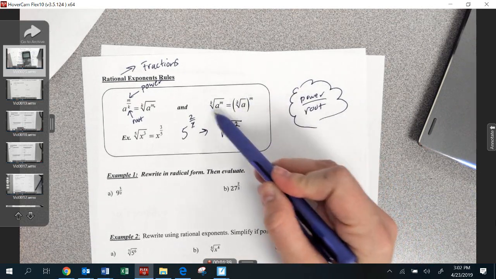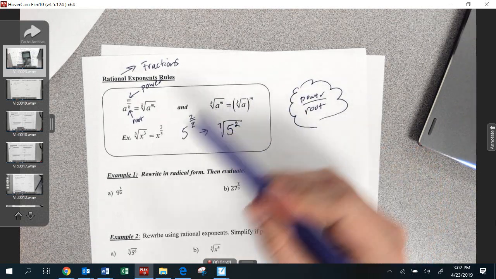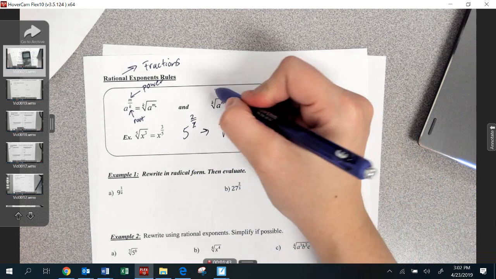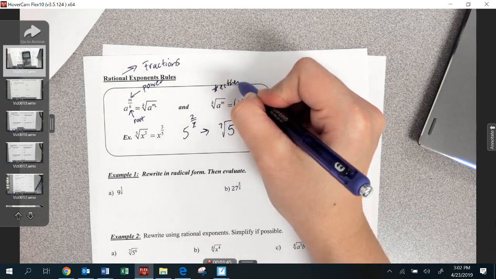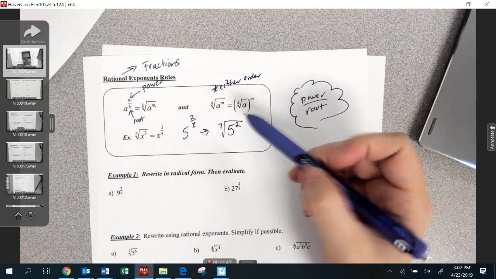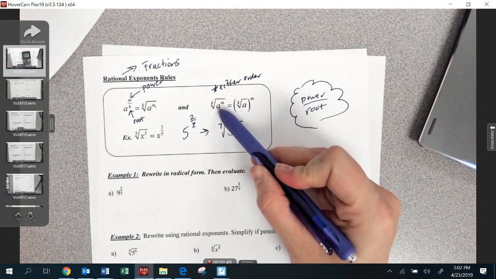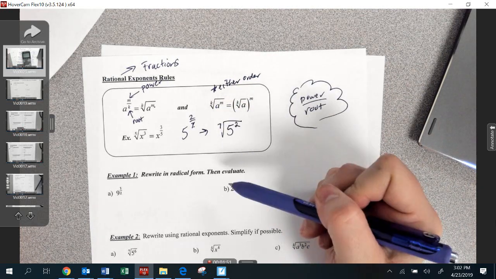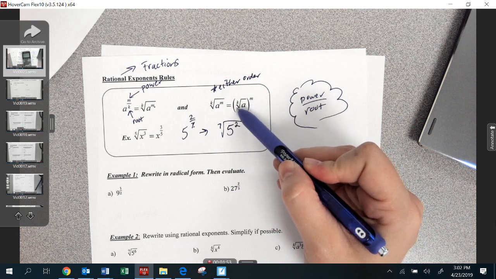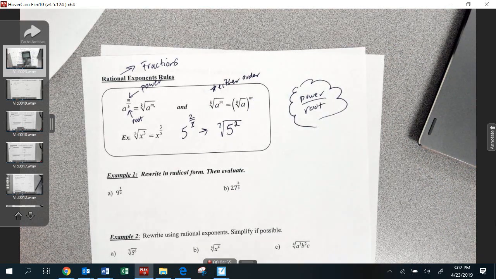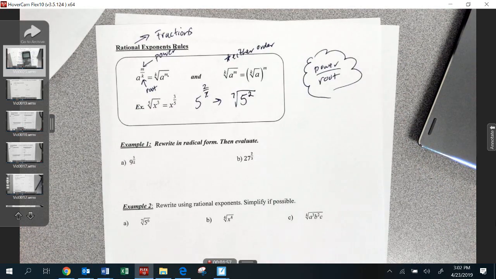Now this statement means that I can do the power versus the root in either order. So here I'm kind of thinking of this as doing the exponent first and then the root, whereas here I'm thinking of doing the root and then the exponent. And we'll see in an example in just a moment that that order is interchangeable.